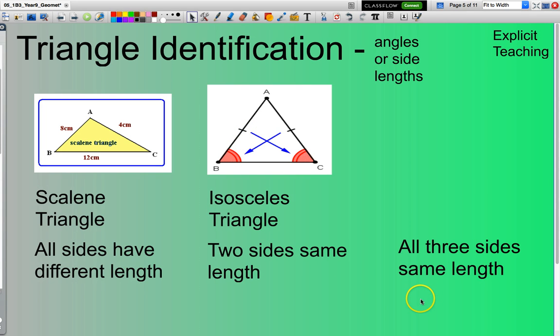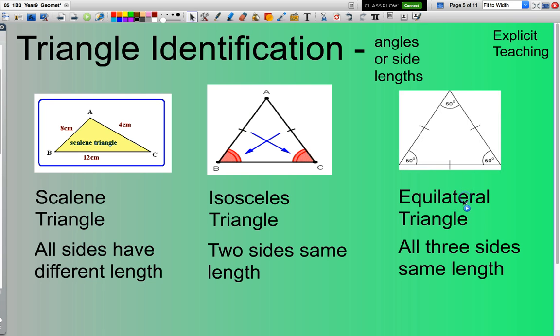Now, if all three sides are the same length in my triangle, then that triangle is known as an equilateral triangle. And here's an example of my equilateral triangle. That length and that length and that length are the same, and all angles are the same, and they are always 60 degrees. Why 60 degrees? Well, 180 degrees is the total of all the angles in a triangle. So 180 divided by 3 is 60.